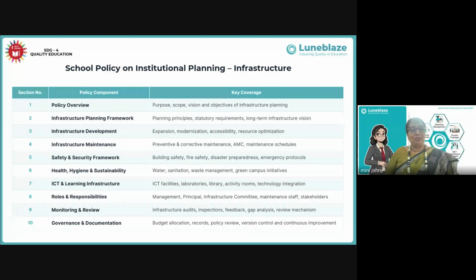Health and hygiene, we spoke about. ICT and learning infrastructure: all these activities, that is ICT facilities, laboratories, library, activity rooms, technology integration. Roles and responsibility: who are the people? It is not only the principal or the teacher. It is the management, principal, infrastructure committee, and as you said, the safety committee in the same way. Infrastructure committee, maintenance staff. Give them classes. Make them aware of what happens.